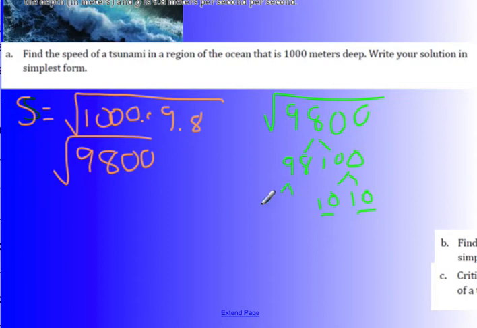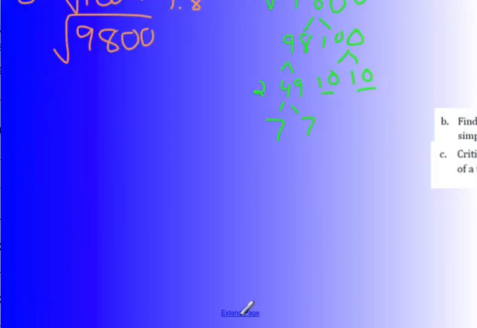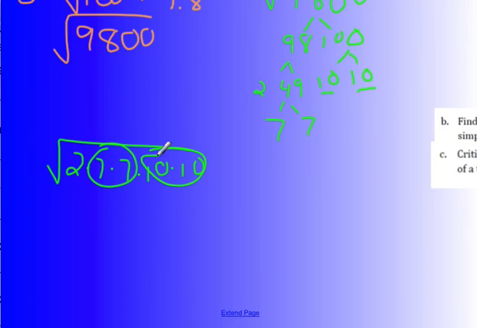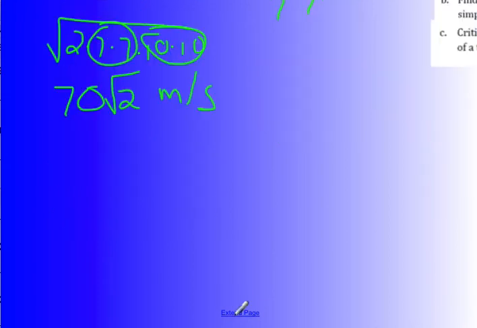So 98 I can break down to 2 and 49, which is fantastic because 49 is another perfect square, which I can break down into 7 and 7. So underneath my radical, I'm going to have 2 times 7 times 7 times 10 times 10. So I can take out 7 and 10. Then 7 times 10 is 70 when I bring them out to the outside, and then I have the square root of 2. And then it's going to be meters per second because that's our label for our speed.